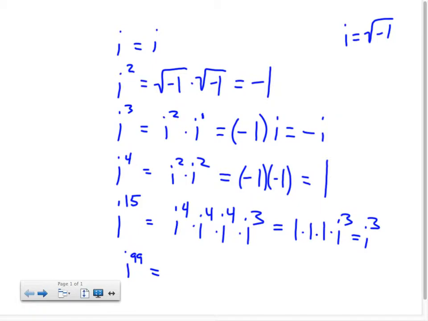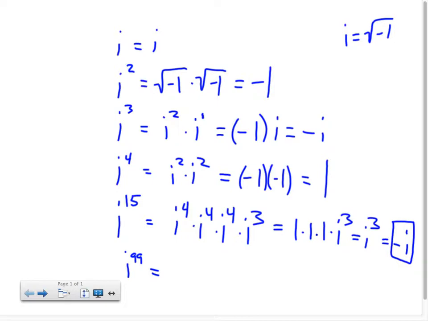But we never want to leave an exponent bigger than 1 for an i. So we're going to simplify this some more. We already established that i to the third is actually -i. So that would be the final answer. i to the 15th is -i. Okay, so let's think about this for a moment. We had to write all those factors out, and then we finally got to the answer.